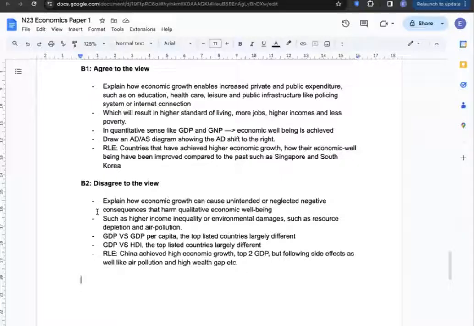And to prove that, I can compare the GDP and GDP per capita of countries, like how the top listed countries are largely different between the two, such as for the GDP ranking, number 1 is the US. On the other hand, for GDP per capita, Luxembourg is the one. With the same logic, GDP versus HDI also presents a large difference in their top rankings. This time I can use the real-world example of China, which achieved high economic growth, ranking top 2 in terms of GDP, but having side effects like air pollution and a high income gap.